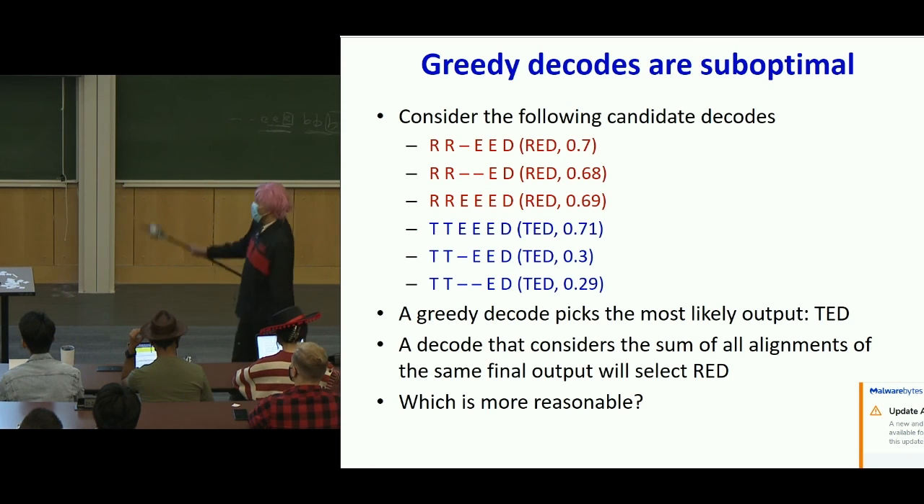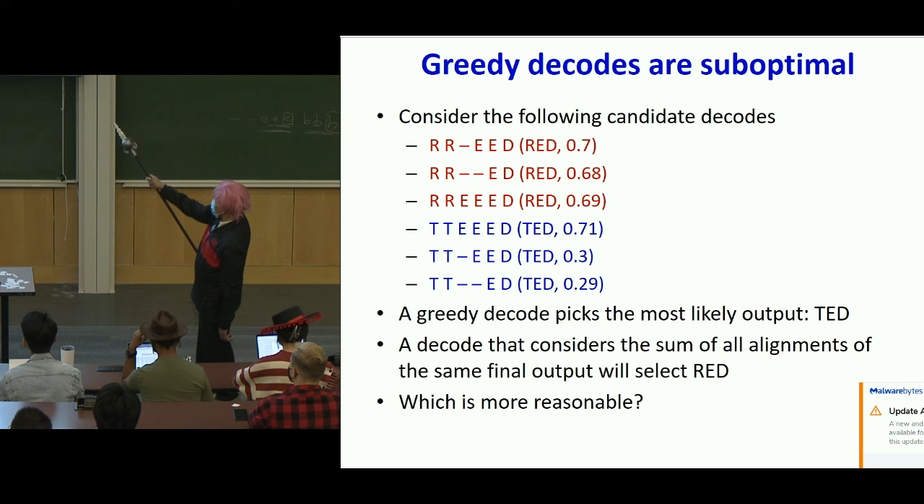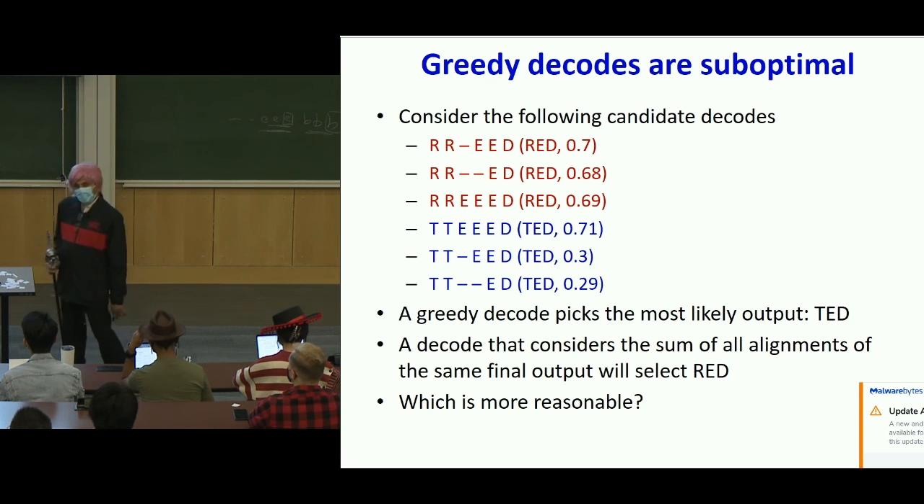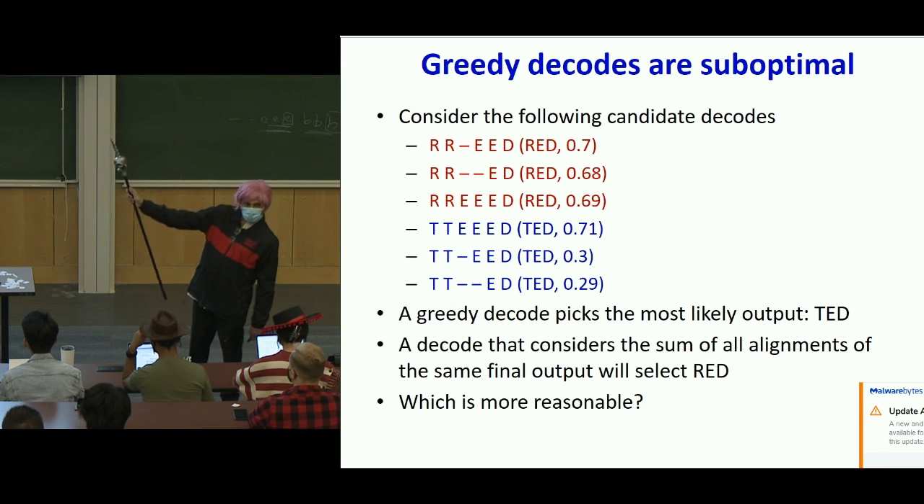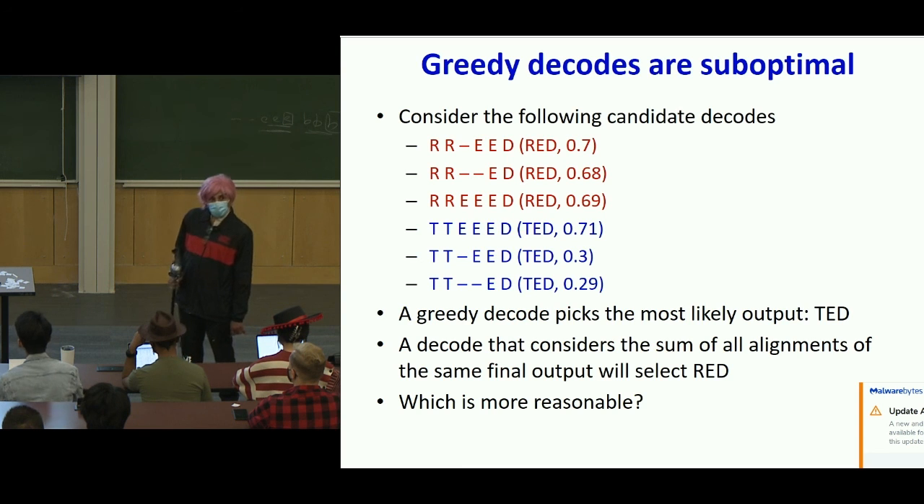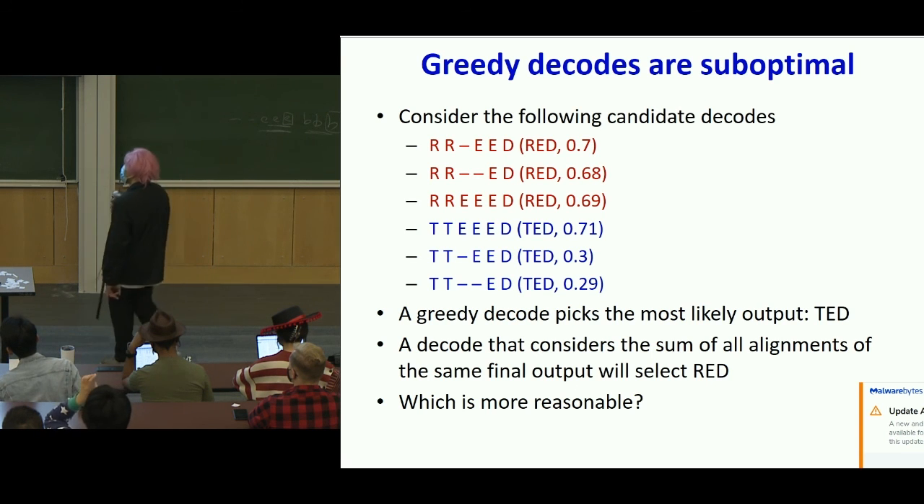To give you an idea, here's an example where I have 6 possible time synchronous sequences. And their probabilities are listed. A greedy decode is going to pick TED because that has a probability of 0.71. But there are 3 different alignments of TED, and the 2 others have very low probability. Now the 3 alignments of RED all have very similar probability, but they're all slightly below that of the best TED. In this case, which of the two sequences is a more reasonable decode, RED or TED?